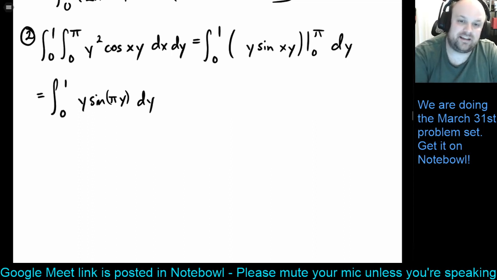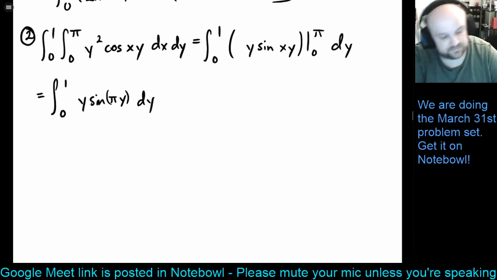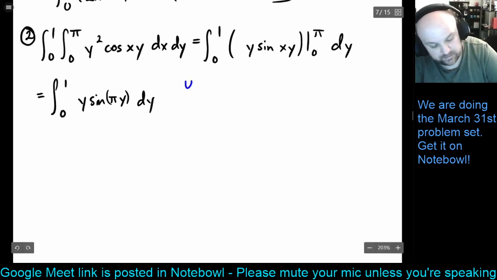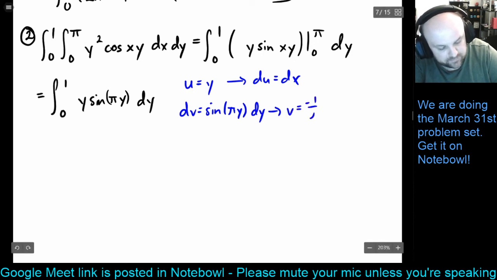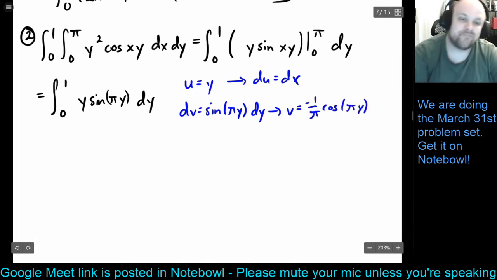So now we have to integrate that. And the way we integrate this is with integration by parts. So here we're going to take u to be y, dv is going to be sine of pi y dy. So du is just going to be dy, and v is going to be negative 1 over pi cosine of pi y. All right? So hopefully that makes sense.